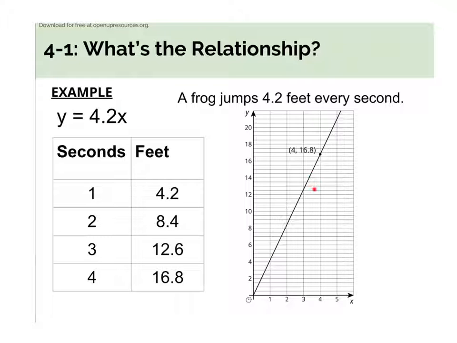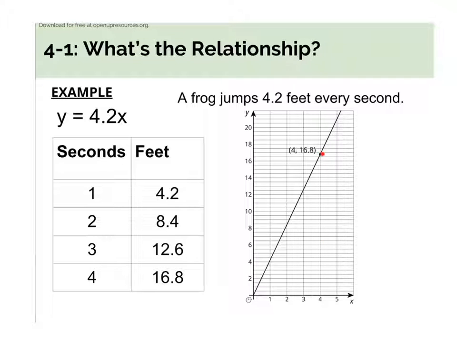Let's take a look at this graph. I knew on my y-axis I wanted to be able to fit 16.8 feet, so I made it so I could accommodate 20. So that'll fit. And my x-axis, I wanted at least 4, so I gave myself a little bit extra on the x, going to 5, and a little bit extra on the y. Now I put 1 point on here, 4, 16.8.